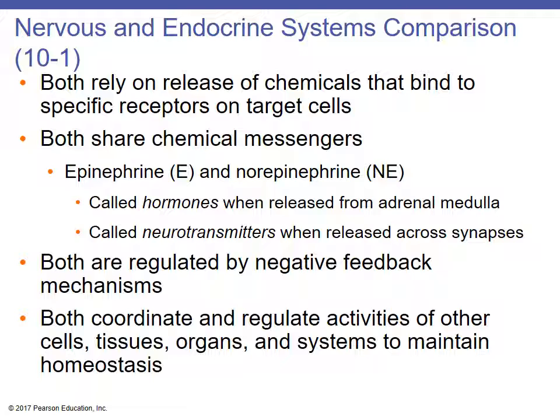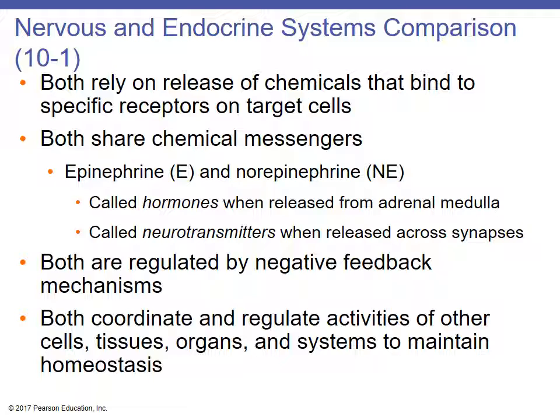So some of these chemical messengers that they have in common are epinephrine and norepinephrine, for example. If they're released from the adrenal medulla, they're called hormones and they're slower acting. However, they can be used by neurons as neurotransmitters when they're released and communicated directly from neuron to neuron. So both of these types of chemical messengers are used and regulated using a negative biofeedback mechanism.